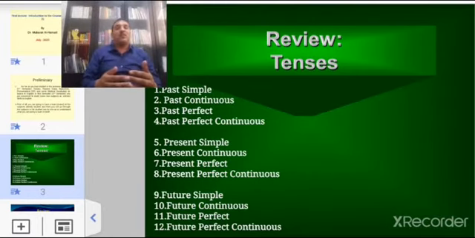But what about facts? A fact, we can say the earth goes around the sun. This is a fact. The earth goes around the sun is a fact. Okay, so any fact, you can use it in the present simple.